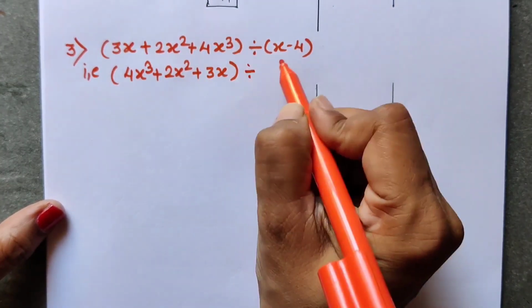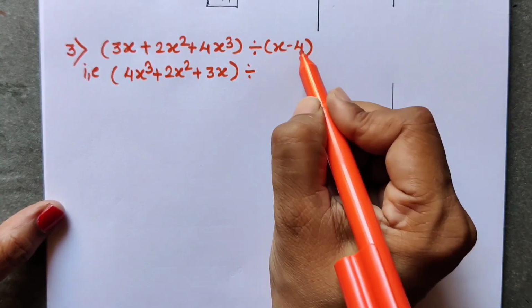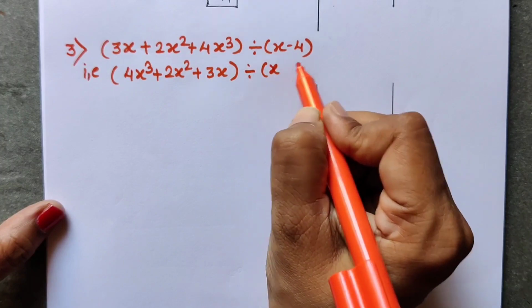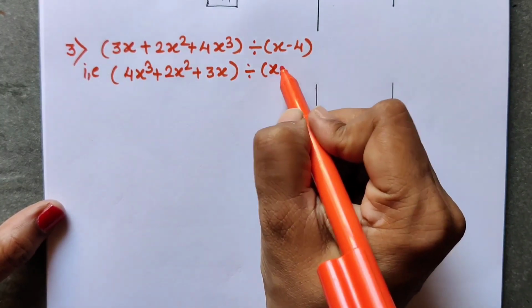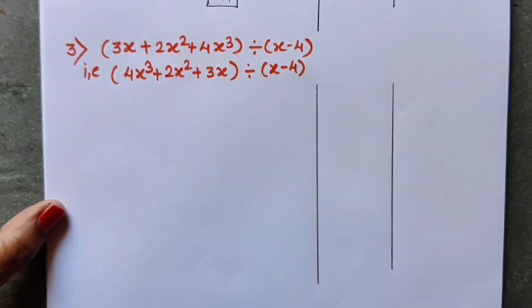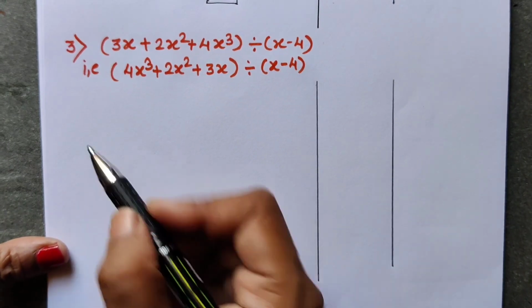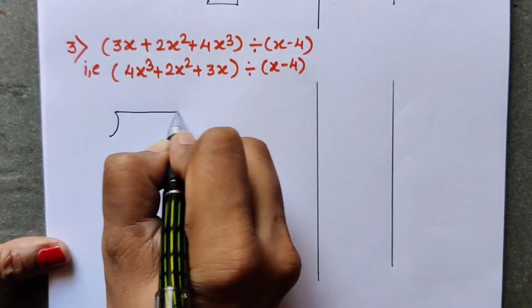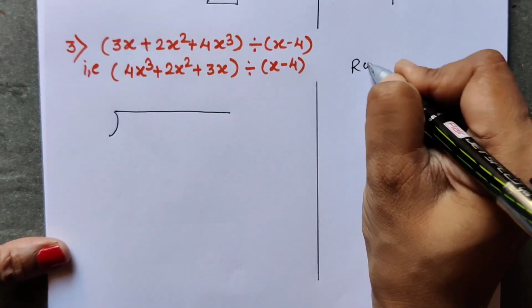Divided by: our divisor is in the proper order, x raised to 1 and 4. 4 means x raised to 0, we all know that now. So x minus 4. Now we can divide properly. As you all can see, again I have done 3 parts of my page. I am going to divide now. Main method and rough work we will do simultaneously.